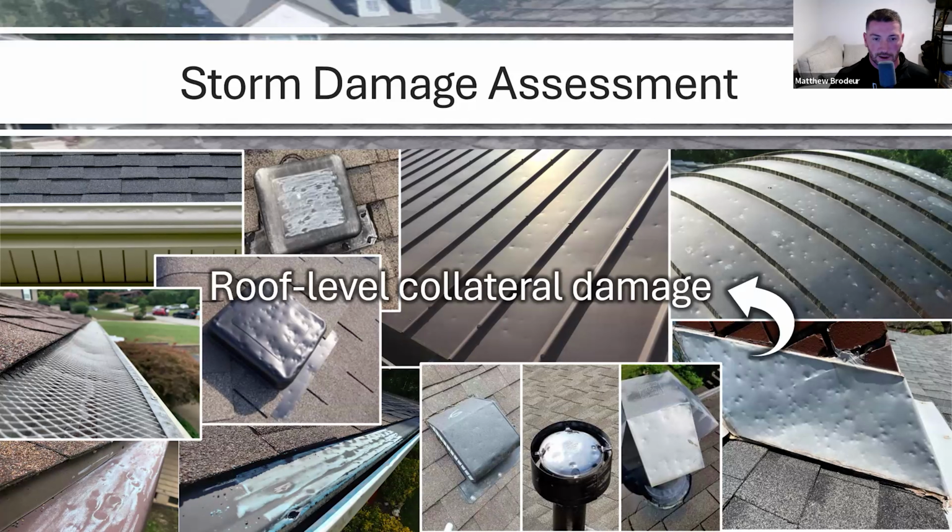So if you've got 10 squares on a slope, which is 1,000 square feet, and you do a test square, and to keep numbers simple, if you find 10 damaged shingles inside of that test square, there would be about 100 across that slope. It's pretty simple.